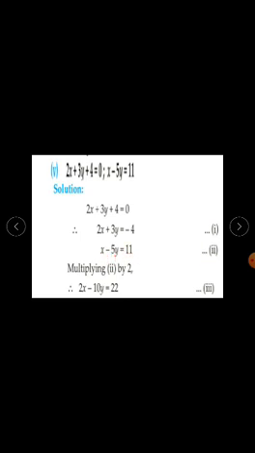Again, to eliminate one of the variables, we observe that in both equations not a single coefficient is equal or opposite. Hence, we will make one of them equal. Therefore, multiplying equation 2 by 2.